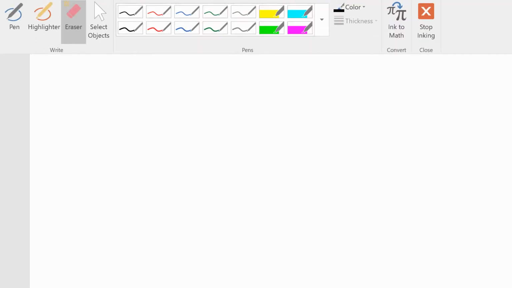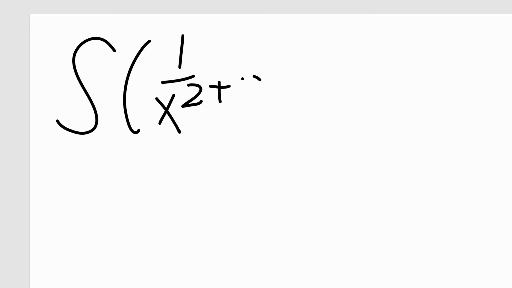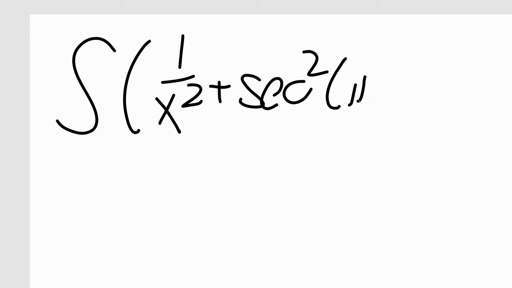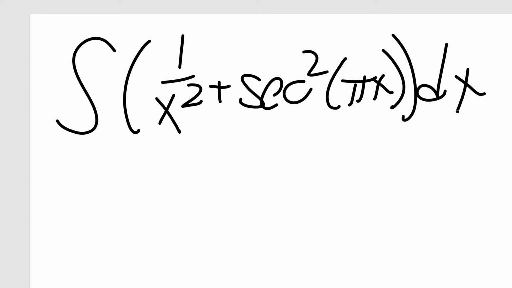All right, so let's do some more problems for section 4.5, integration by substitution. Let's do the integral of 1 over x squared plus secant squared of pi x dx. The nice thing about this, if you remember back from the properties, is that we can treat them one at a time when it's addition and subtraction.